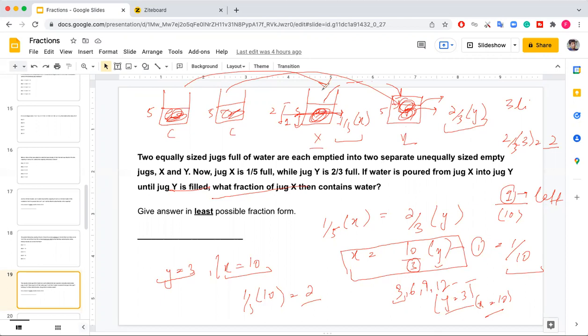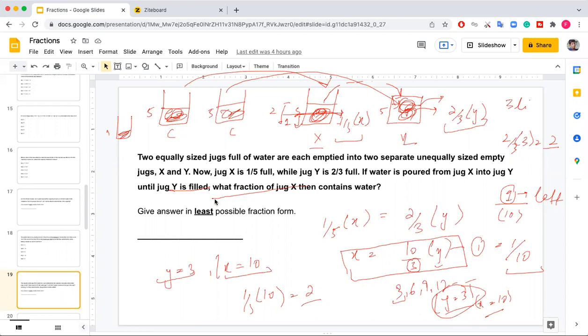Now the question is saying if you pour water from X to Y so that Y is filled. The total capacity of Y is 3, which we already found, and it is already filled to 2. So you need 1 extra to fill this, which you just borrow from tank X. And X, with capacity 10, is filled to 2 liters. As it gave 1 to Y, the only water left is 1 liter. So now at last we are left with X having 1 liter of water.